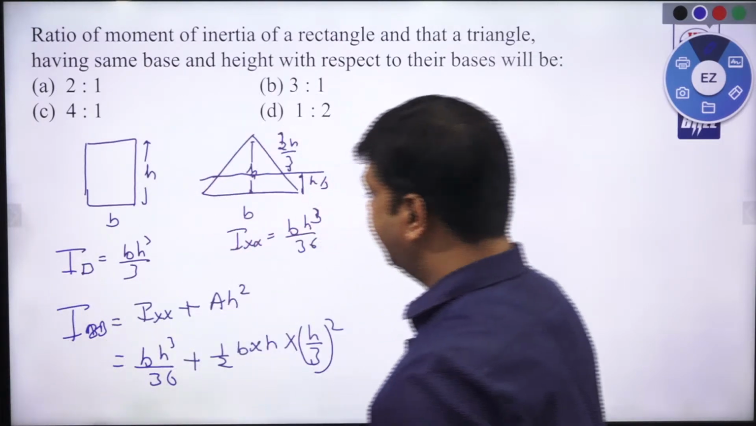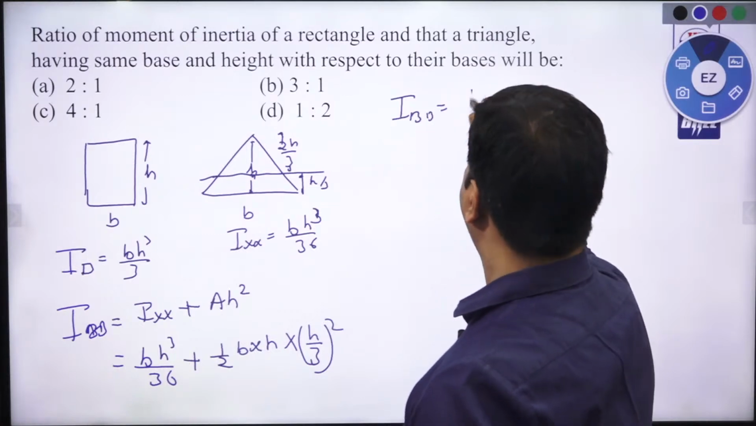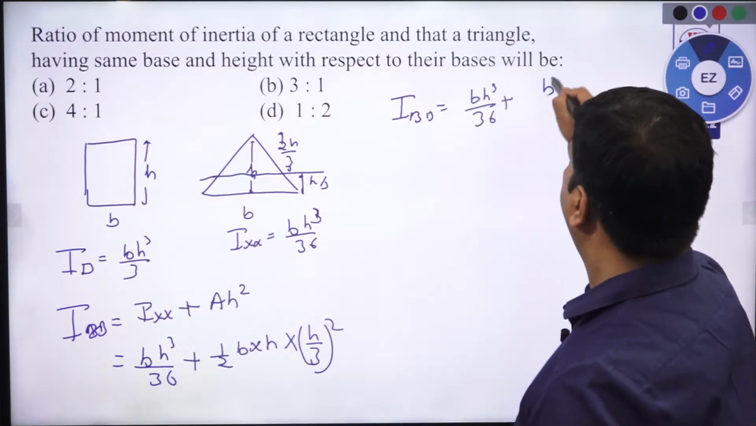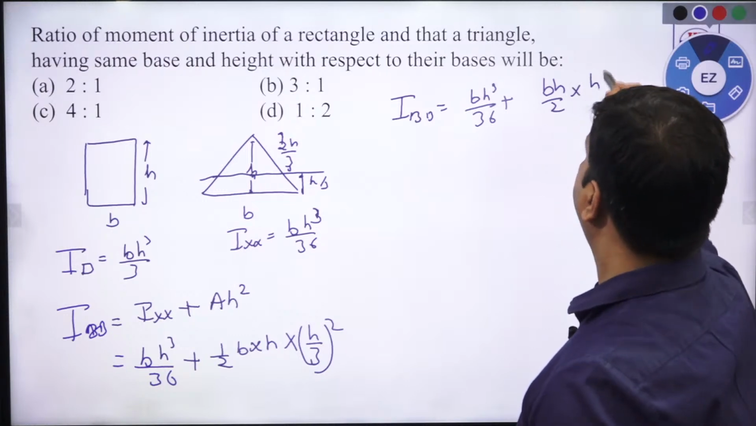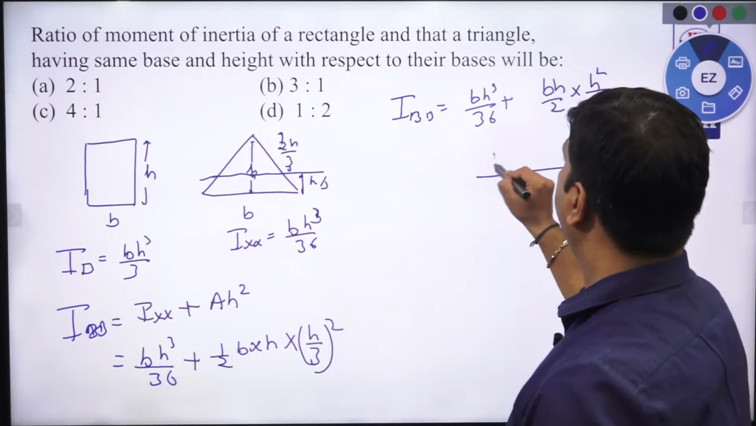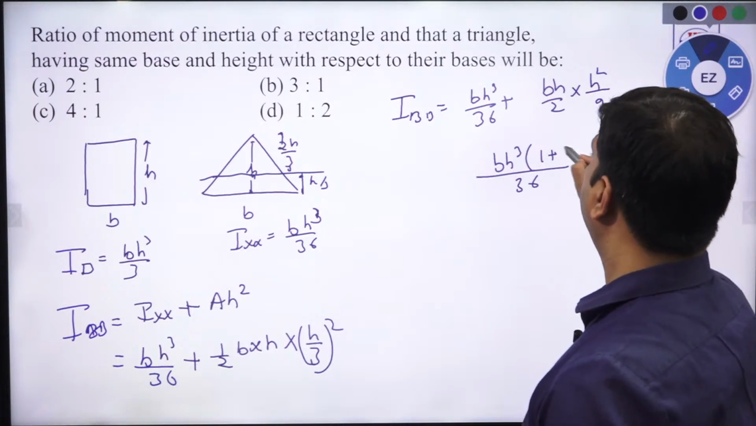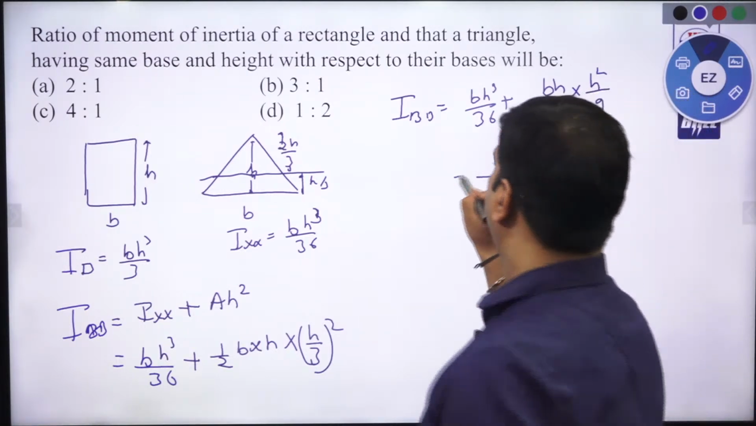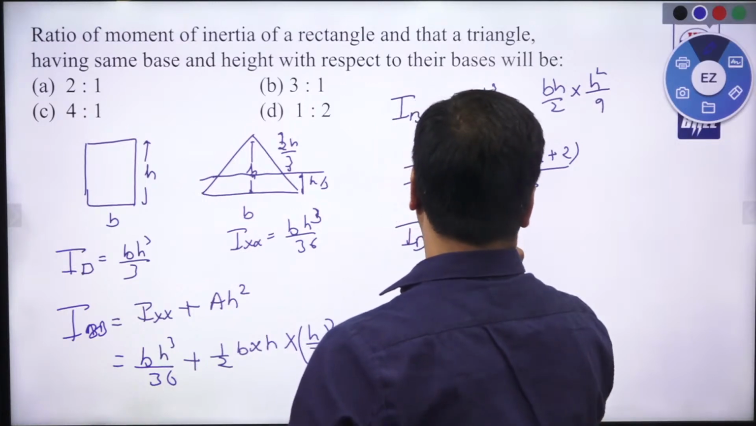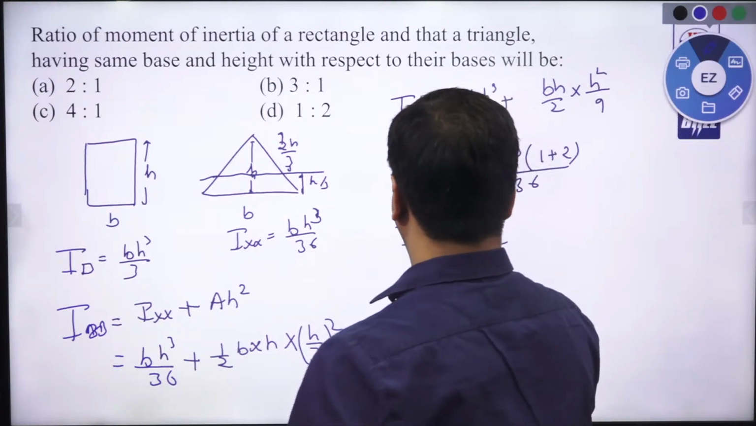So we can just write like this: I of B, that is BH cube by 36 plus BH by 2 into H square by 9. So just take the LCM 36. This is BH cube, this is 1 plus 18, so it came to be 2. So this is the moment of inertia about base, that is BH cube divided by 12. Okay, this is about base.